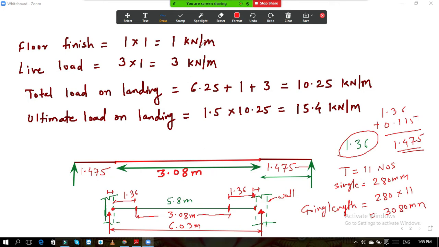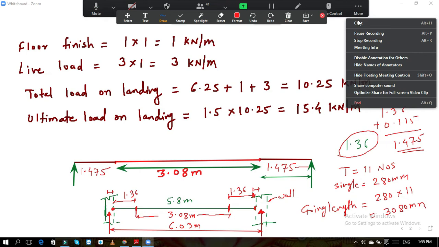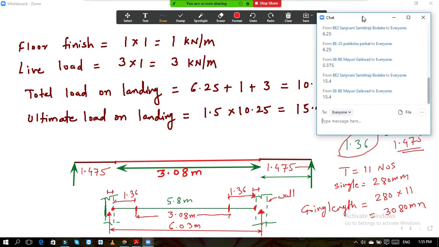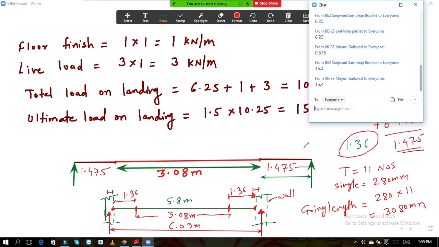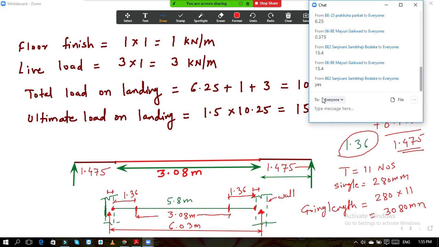Is it clear now? Yes or no? Is it clear what we have taken just now? Okay, yes. So now on the length of this 3.08, I will show the UDL.